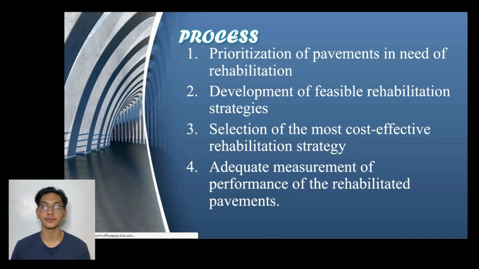Pavement rehabilitation has 4 processes. First of this is the prioritization of pavements in need of rehabilitation. This incorporates monitoring activities to assess the functional and structural conditions of pavements. Second is the development of feasible rehabilitation strategies. Third is the selection of the most cost-effective rehabilitation strategy, given a set of constraints which may include reduced service life, life cycle costs, and budgetary constraints. Last is the adequate measurement of performance of the rehabilitated pavements.